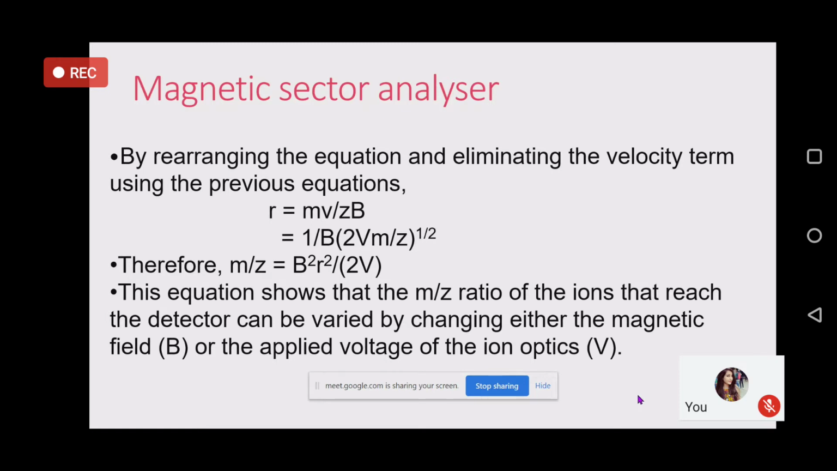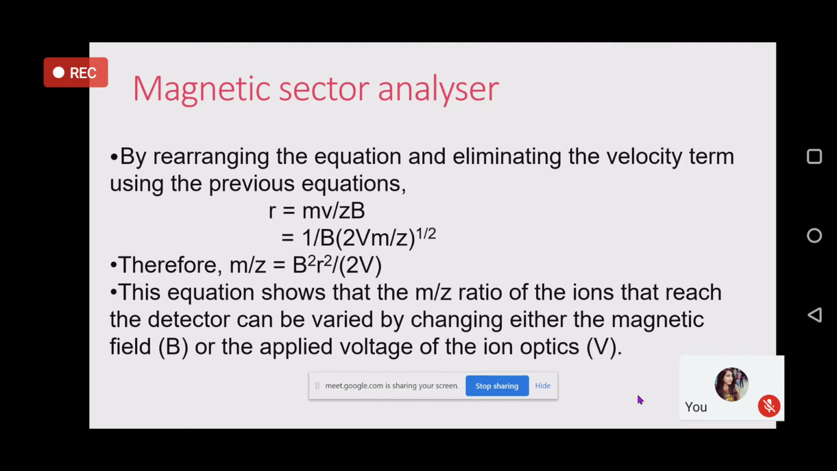So what you will get is that M by Z is determined by B and V, because R is going to be fixed. That is the point which I told you yesterday also, that all particles in the beam with different M by Z values are going to follow the same path of radius R. That is the point which all of you have to remember. What is going to happen? The different particles with different M by Z values have to reach the detector and register the current.